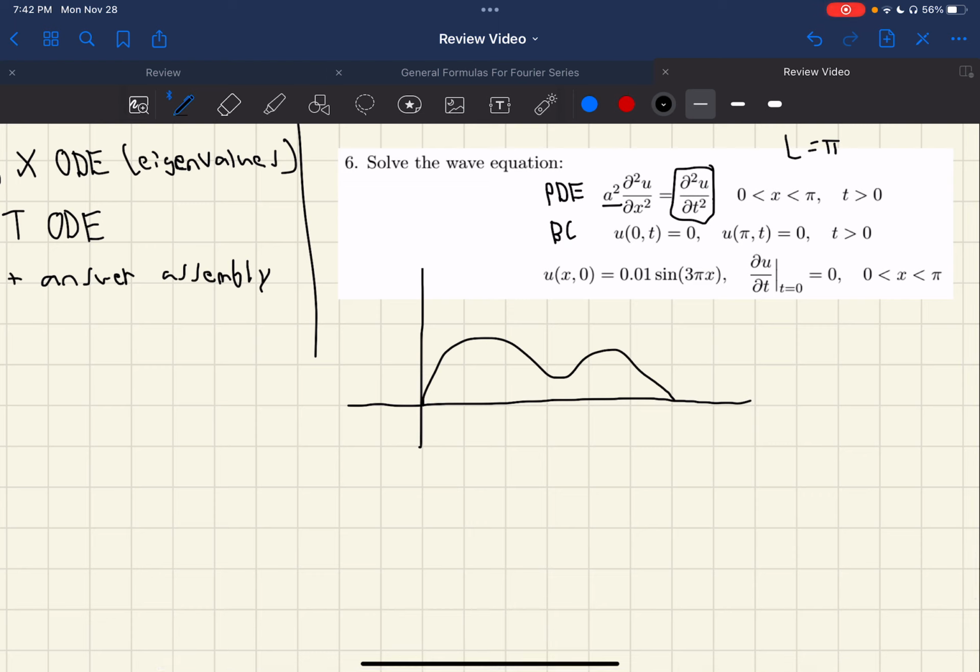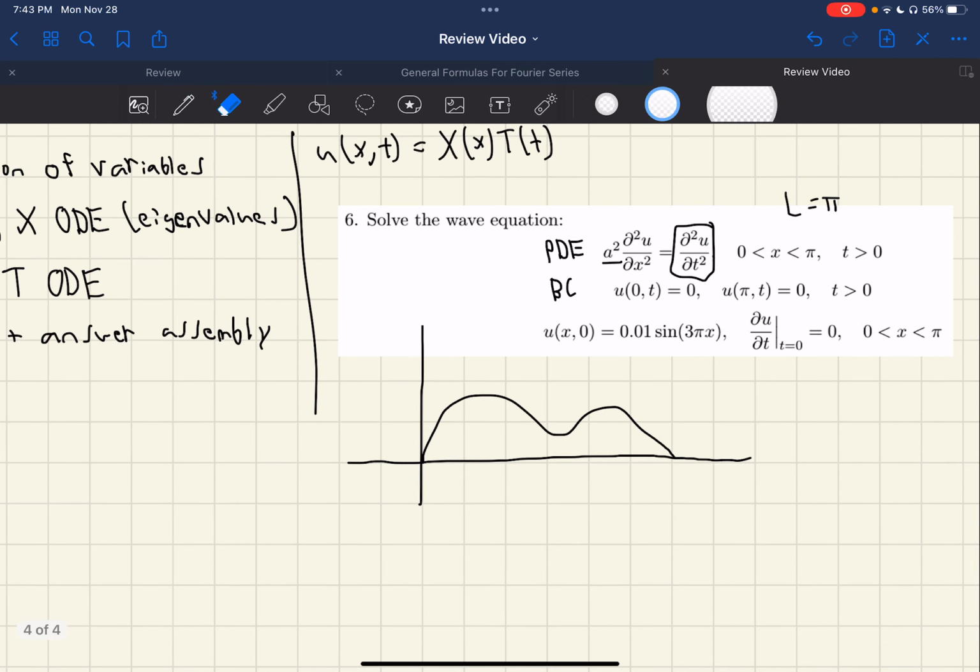These may not always be 0. It could be a function, and if it's a word problem, it could say like the right end is moving in a manner related to a sine function. They'll give you the sine function. And for both of these, t is greater than 0. And that's what our boundary conditions mean.